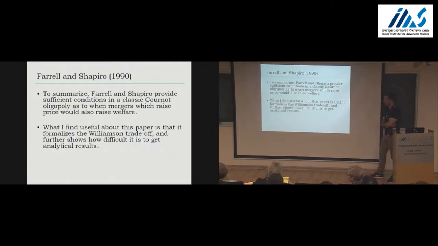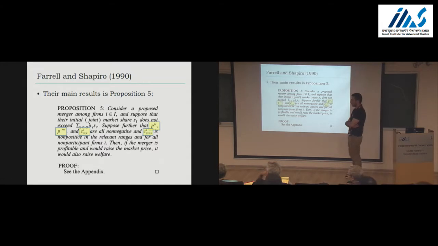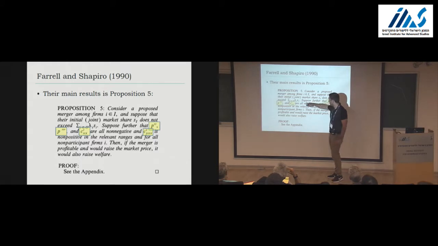So you said your conclusion was that if more firms merge, it becomes less likely that welfare will increase? Yes, so we need this to not exceed the outsiders' shares. If the merging firms are really big, it's going to exceed the outsiders' shares.